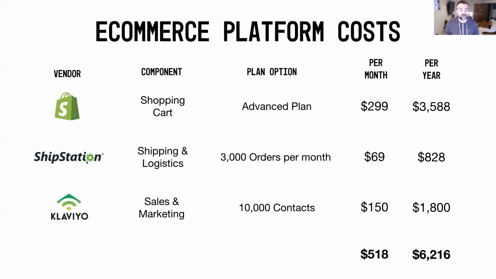We also use ShipStation. Think of them as a middleware between all your shipping providers, whether it's Canada Post or FedEx or UPS, and then you've got them connected into your shopping cart with Shopify.